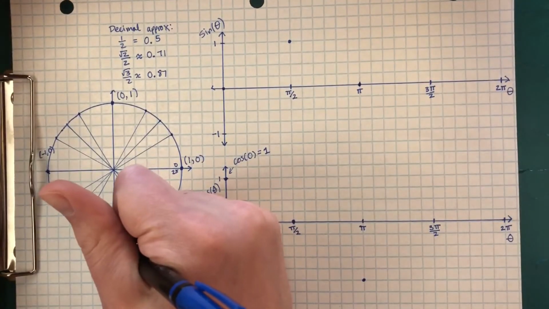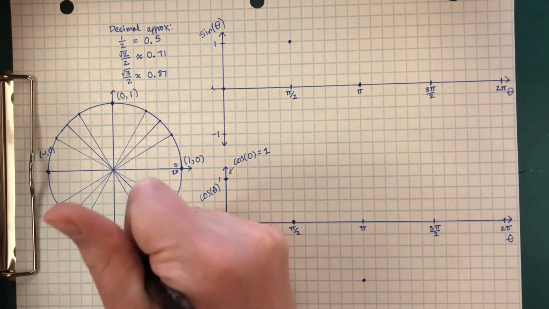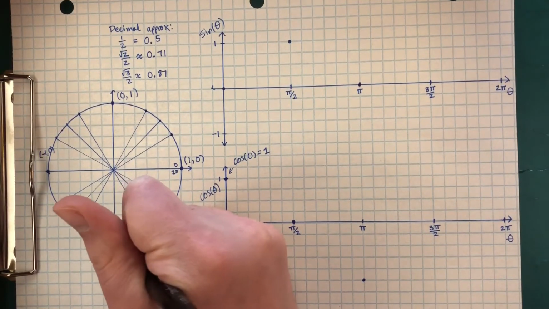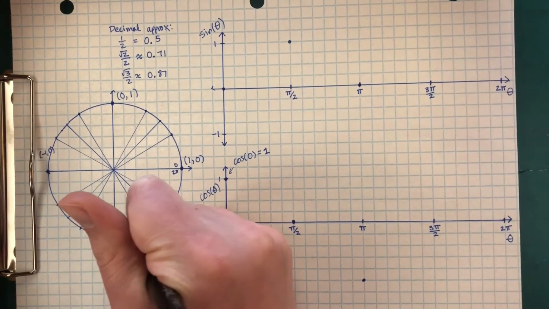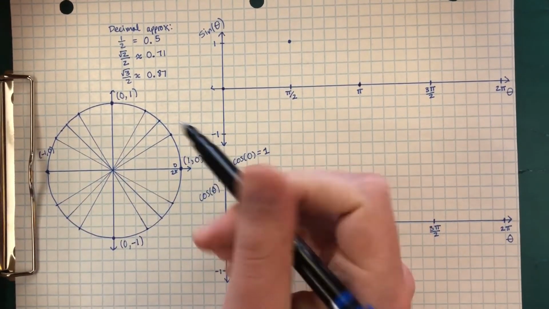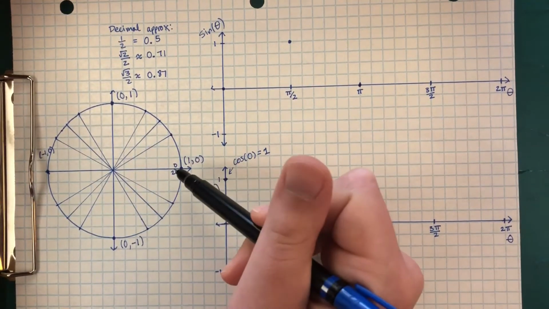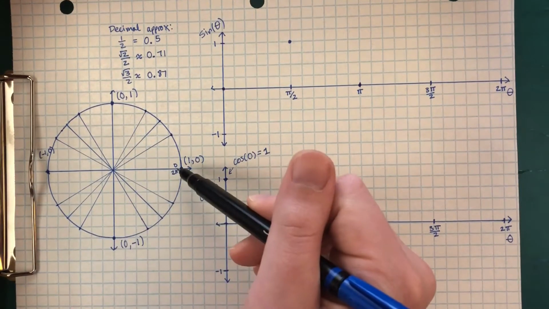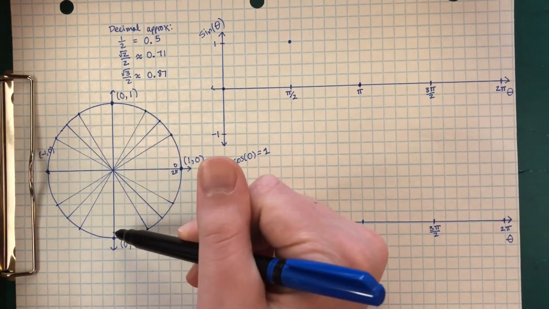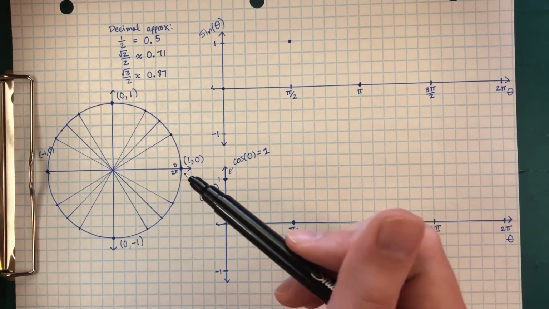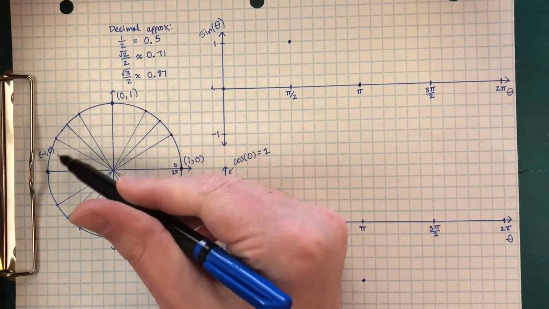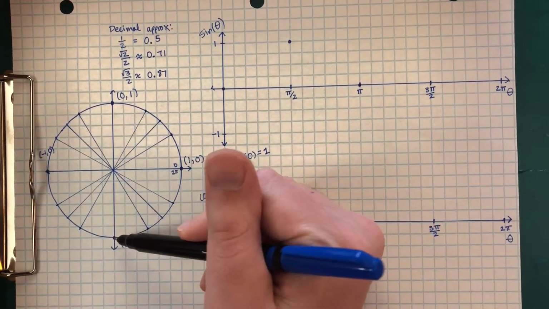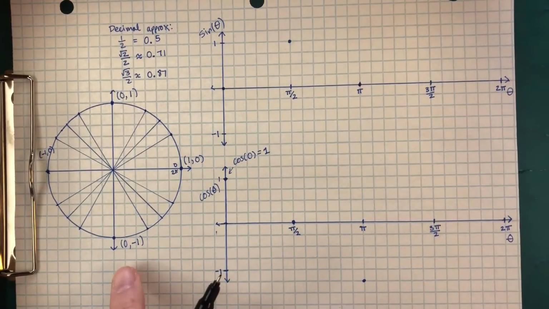The coordinates of this point are 0, -1. And this angle is 3 pi over 2. It's 270 degrees starting from the positive x-axis, or it's 3 pi over 2. Pi gets you halfway around the circle, and then it's another half a pi to here.